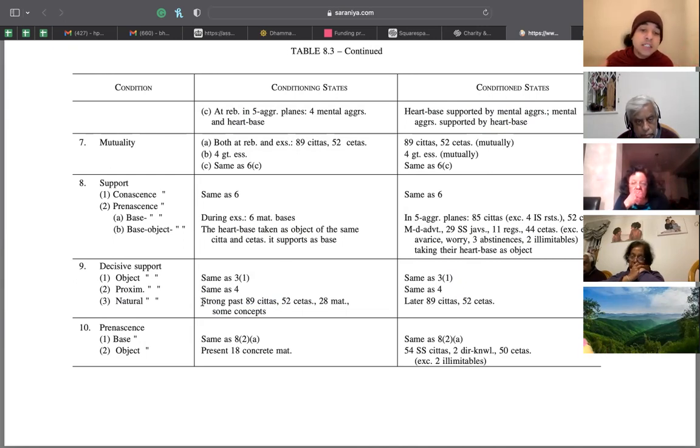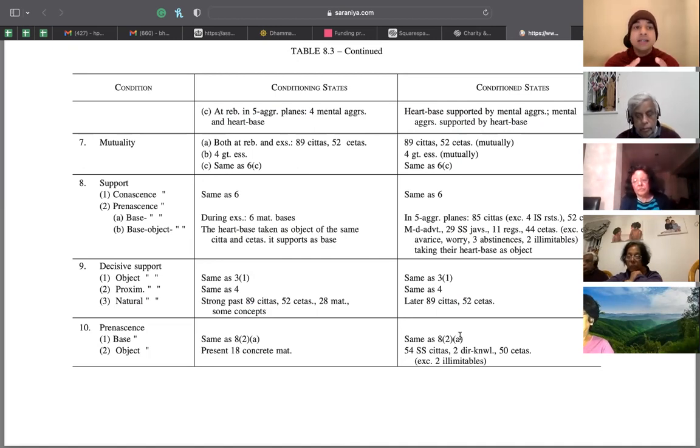89 chittas, 52 chaitasikas, 28 matter, and some concept, prajñapti, becomes the conditioning states for the arising of latter 89 chittas and 52 chaitasikas. So everything, past, present, future, external, internal, which we covered, is all included within 89 chittas, 52 chaitasikas, 28 matter, and prajñapti. It conditions the arising of 89 chittas and 52 chaitasikas. Okay. Is that clear?